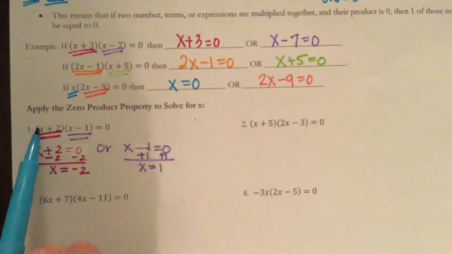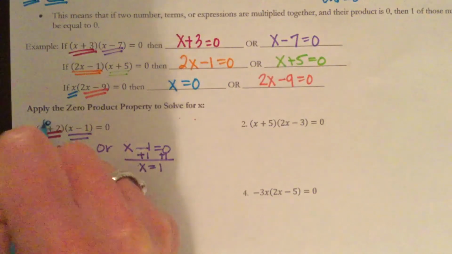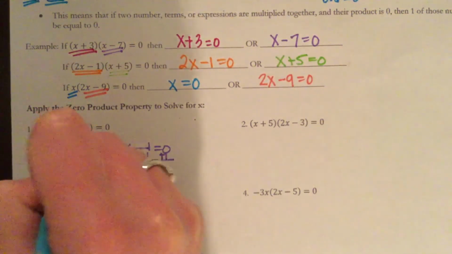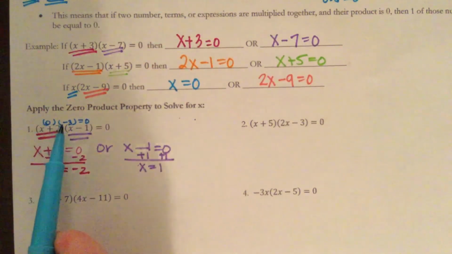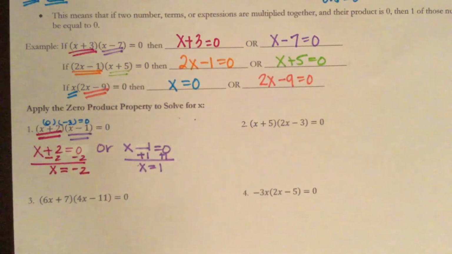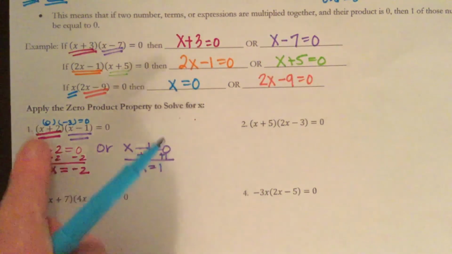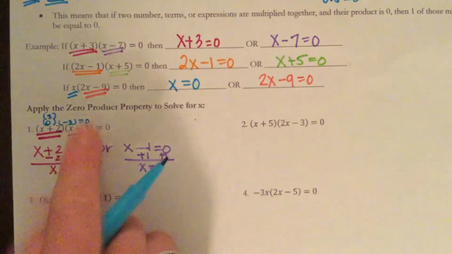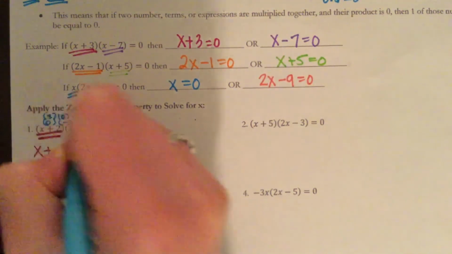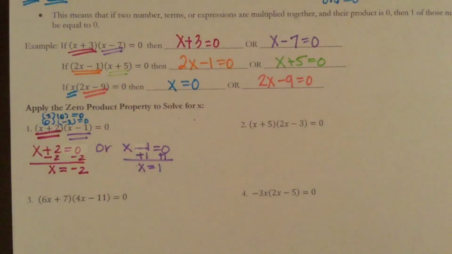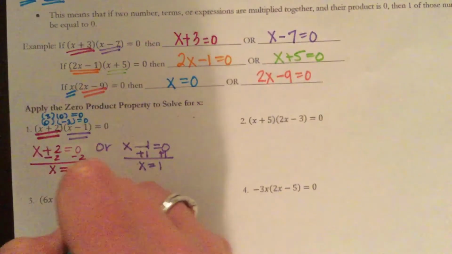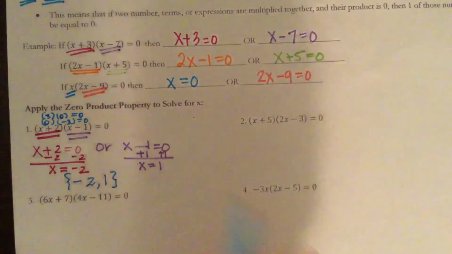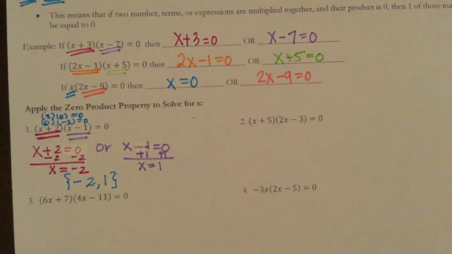Plugging in, -2 plus 2 makes 0, and -2 minus 1 makes -3. 0 times -3 would make 0. Likewise, if x was 1, then x plus 2 makes 3, and 1 minus 1 makes 0. 3 times 0 will also make 0. We can write our answer as a solution set. One value for x was -2. The other value for x was +1.